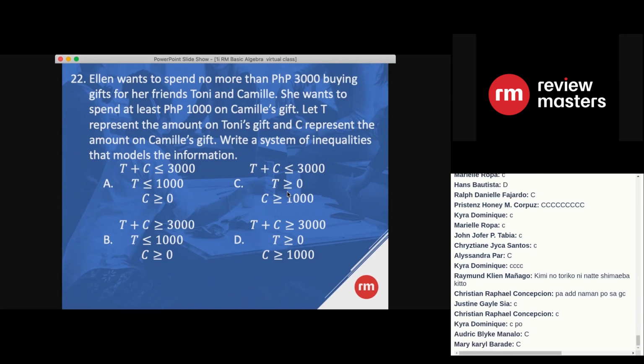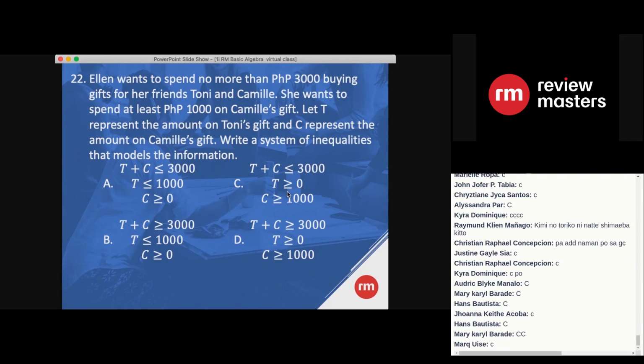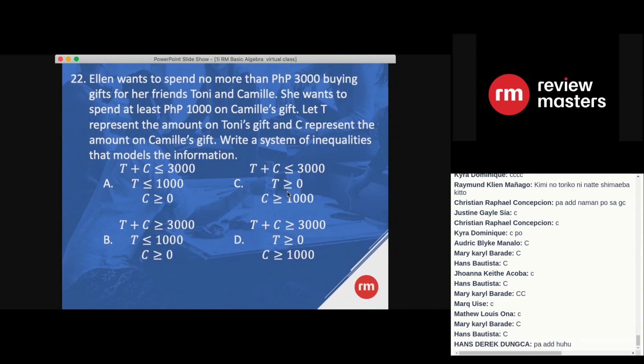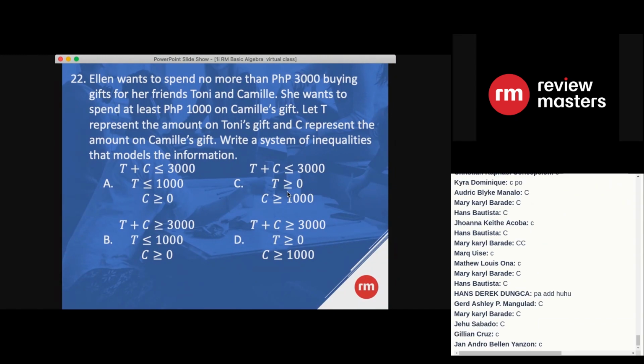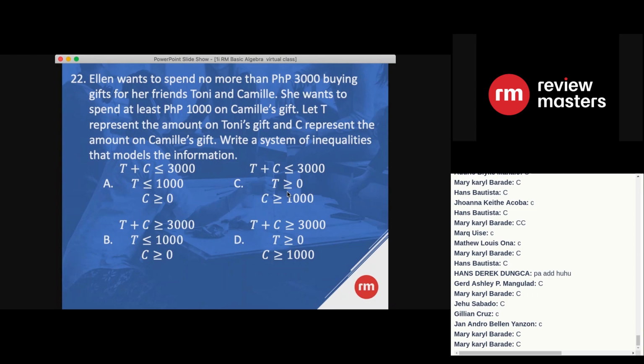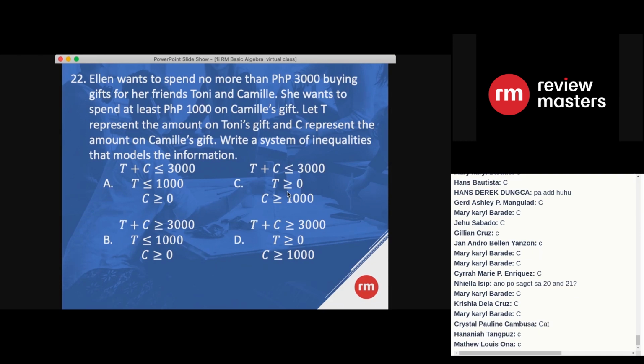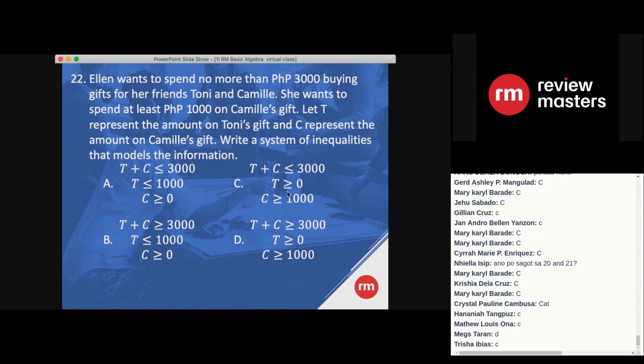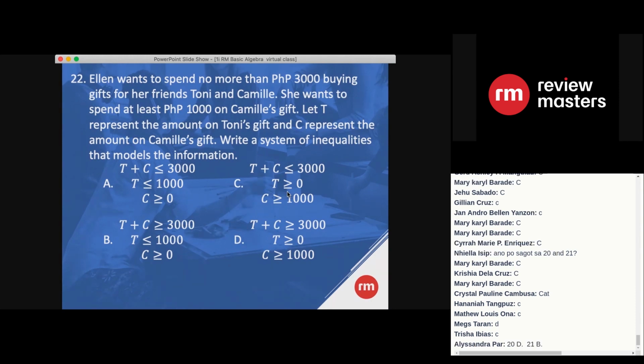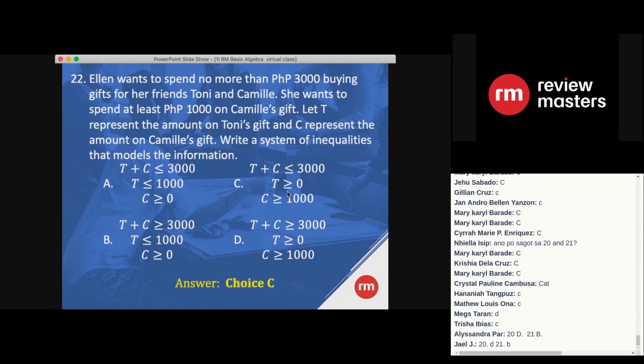Okay, let us see. Number 22. Ellen wants to spend no more than 3,000 pesos buying gifts for her friends, Tony and Camille. She wants to spend at least 1,000 on Camille's gift. Let T represent the amount of Tony's gift and C represent the amount on Camille's gift. Write a system of inequalities that models the information.